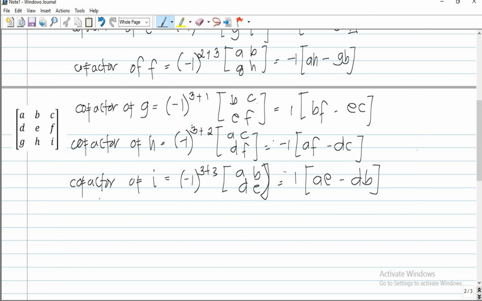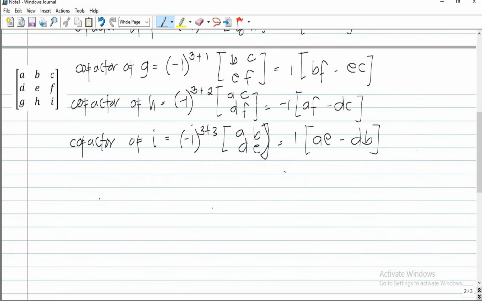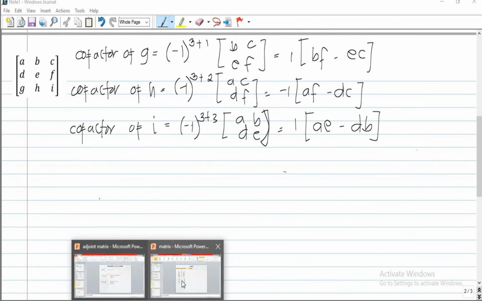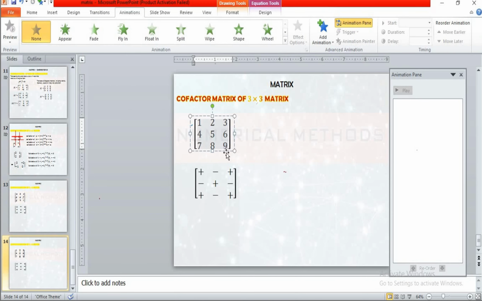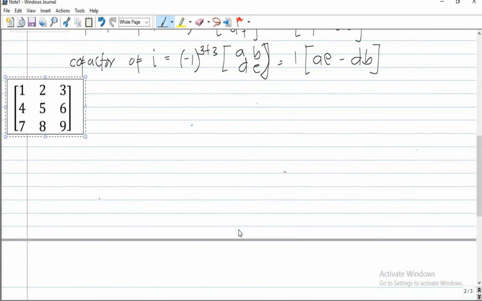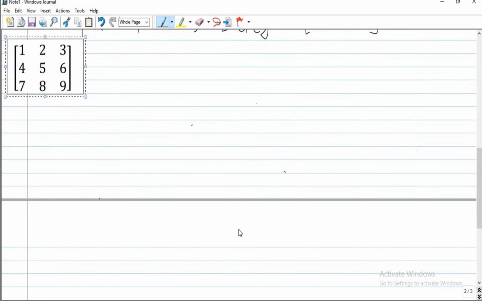Okay? So, sabi ko nga kanina, kung nahilo kayo doon, pwede nyo i-rewind para mas masundan natin. Not just merely structures. Let's have example for this 3 by 3 matrix. Let's have this example. So for this matrix with elements 1, 2, 3, 4, 5, and 6, 7, 8, and 9. So we are required to determine the cofactor for each element. For the cofactor of this matrix.